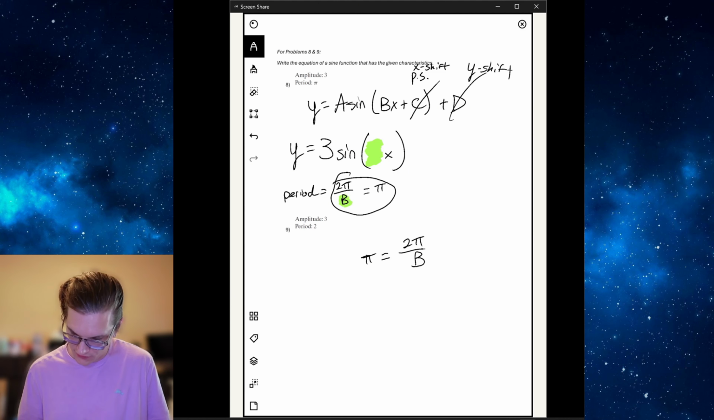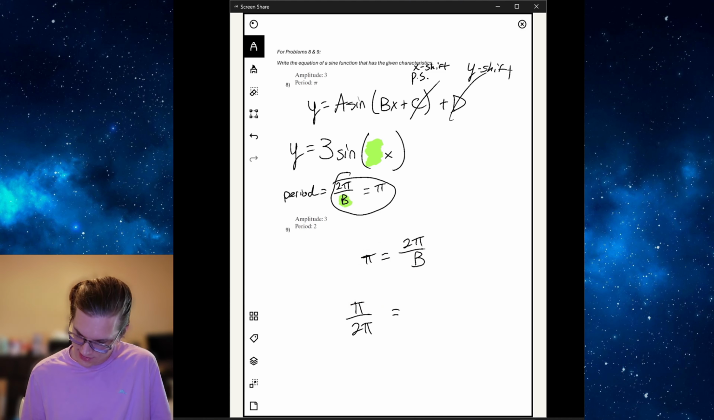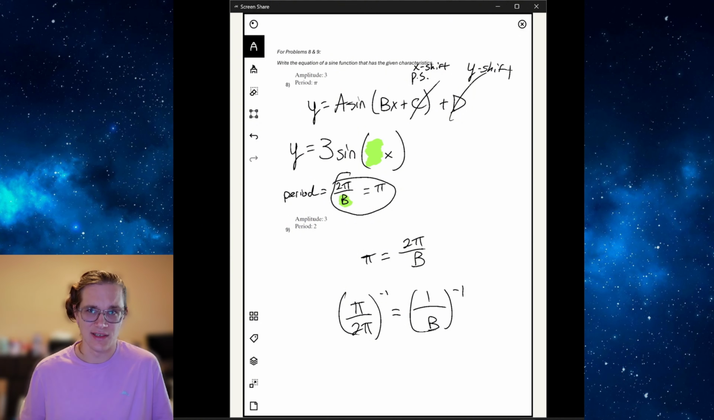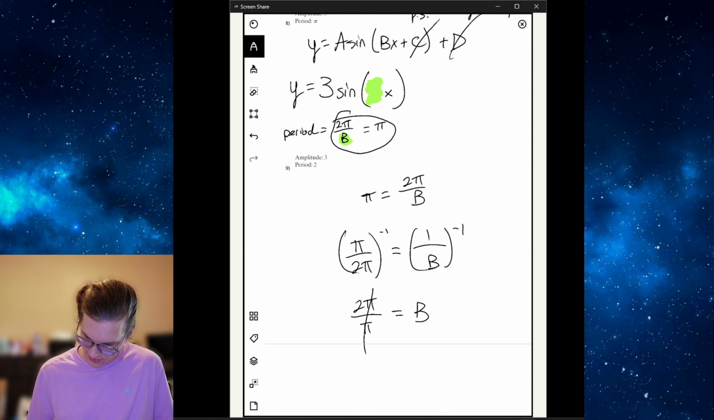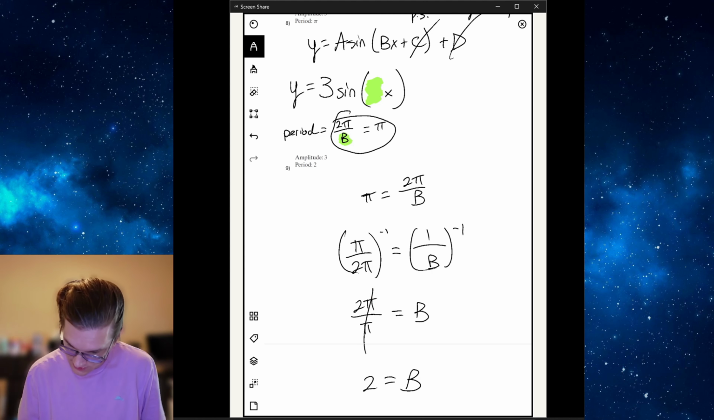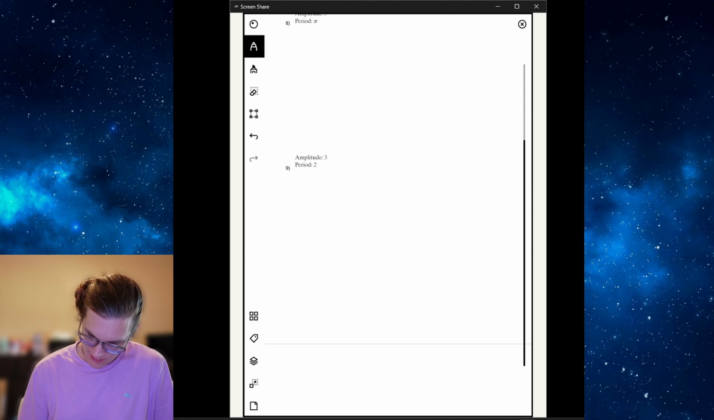So pi equals 2 pi over B. So I always think about this as this 2 pi being multiplied on the right. So to get it away from the B, we need to divide both sides by 2 pi. So pi over 2 pi is equal to, that'll leave a little 1 here. And then if we just take the inverse of both of these, aka just flip the fraction, then we'll know that our B is 2. All right, sounds good to me. And that's your answer.